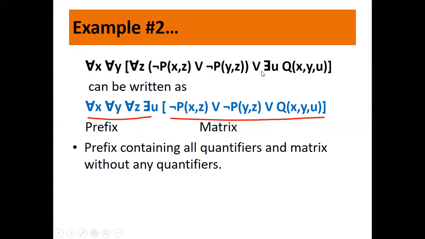We are taking these quantifiers out, but when you take them out, you maintain the order also, right? That is, for all Z comes first and there exists U comes next. So now, for all X, for all Y, for all Z, there exists U, followed by negation of P(X, Z) or negation of P(Y, Z) or Q(X, Y, U). Now this statement is in prenex normal form. You see all the quantifiers are outside as a prefix, followed by the matrix which does not contain any quantifier.